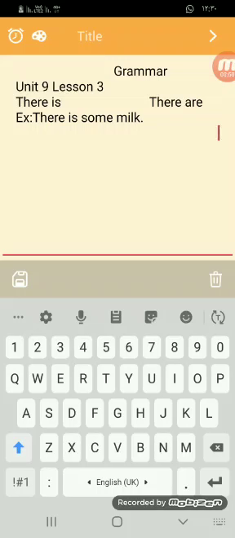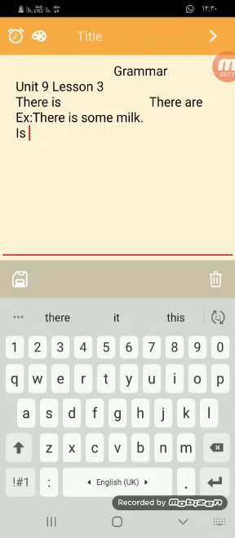Now I want you to make a question. How to make this sentence a question? Yeah, when the sentence starts with there is, the question will be is there? So the question will be is there?